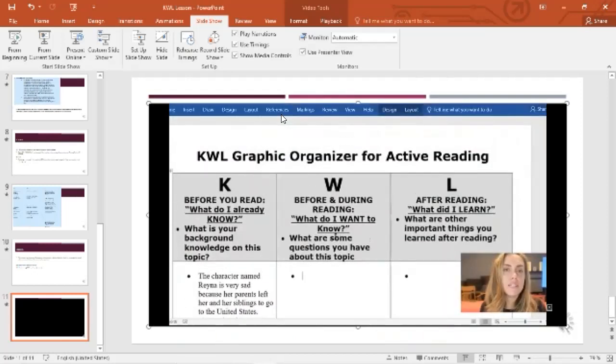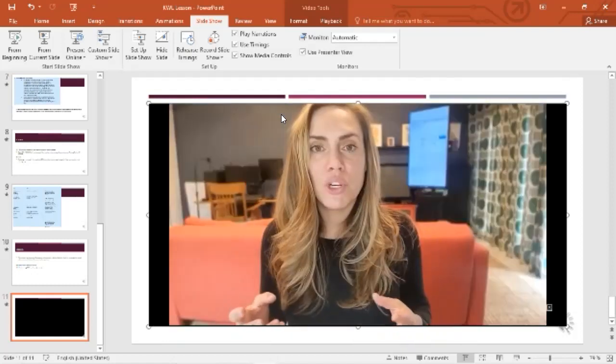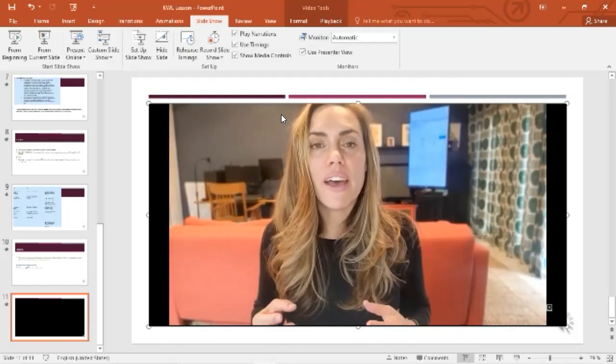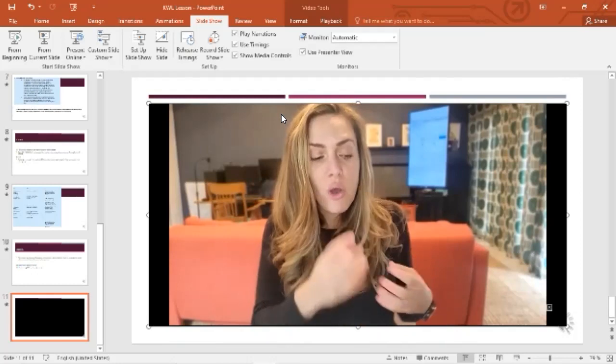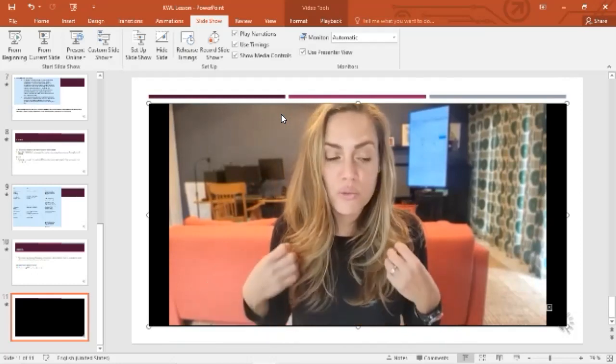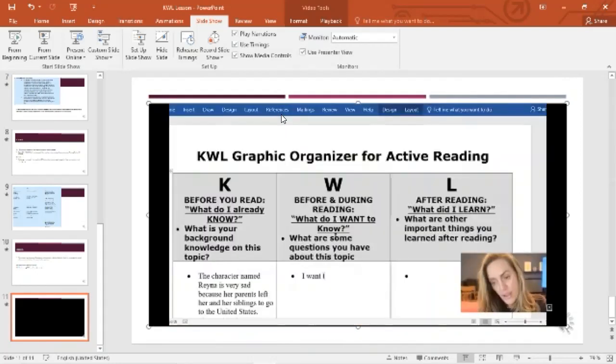The next column is the W column. What do I want to know? I'm about to read 10 more chapters. Before I do that, let's spend a few seconds thinking about what I want to know. I already know certain things, but what more do I want to know? I want to know if the parents will both come back or if it will just be the mother. Okay, because actually the mother did come back, and I know that. I forgot to write it down, though, earlier.